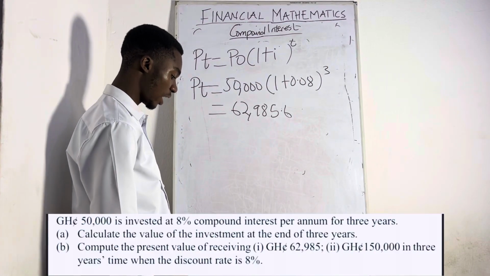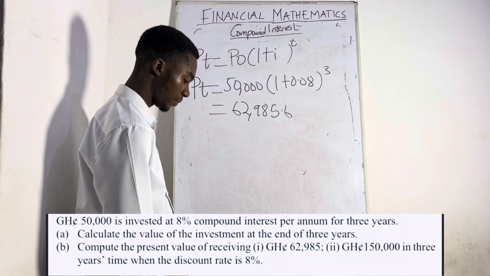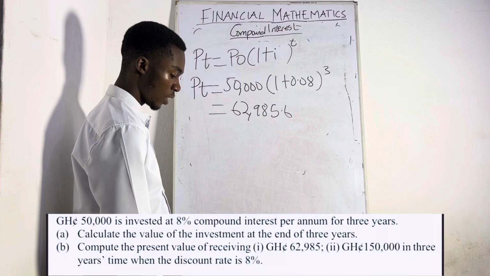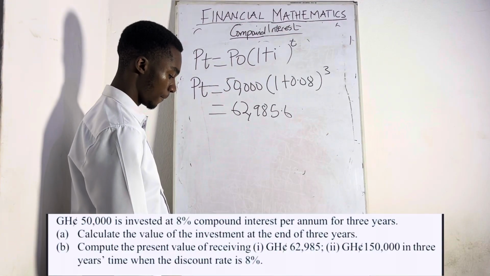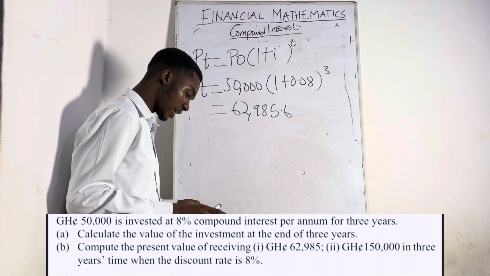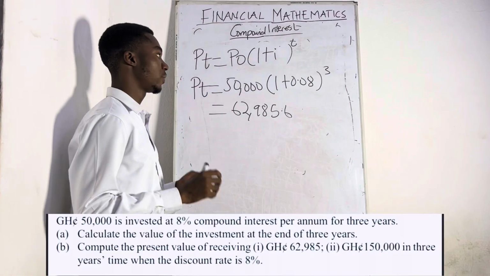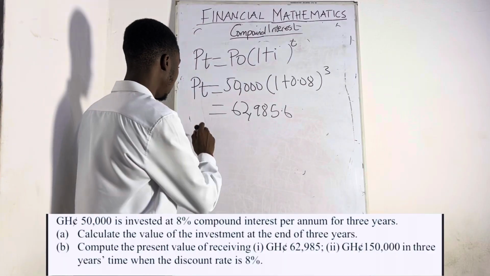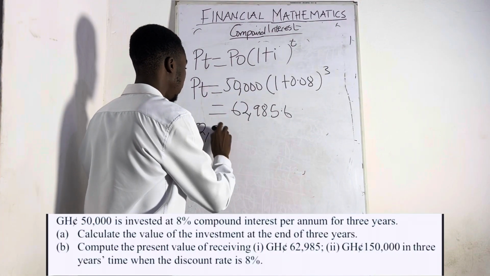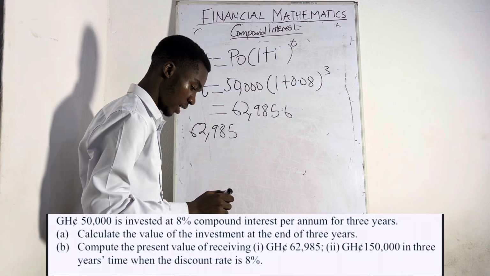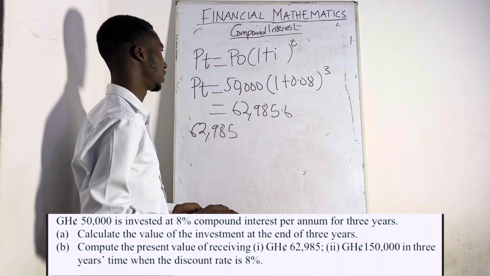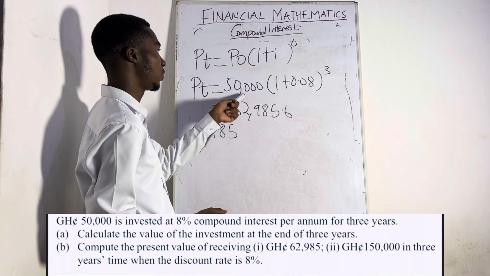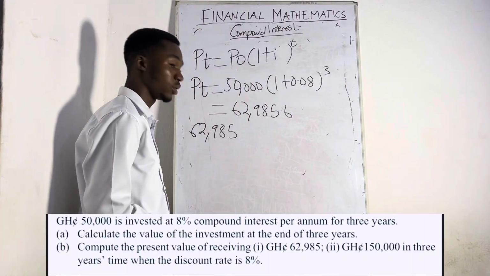So the B, they said calculate the present value of receiving I, 62,985 cedis, then II, 150,000 cedis in 3 years' time when the discount rate is 8%. So this time they are saying you should calculate the present value, meaning whatever they've given you is the future value. You get it? So they give us a future value of 62,985, which is what is here. And they are saying we should calculate the present value for this. We already can tell that it's about 50,000 cedis, because if this is the future value, this will be the present value. But since they've asked us, we need to solve for it.